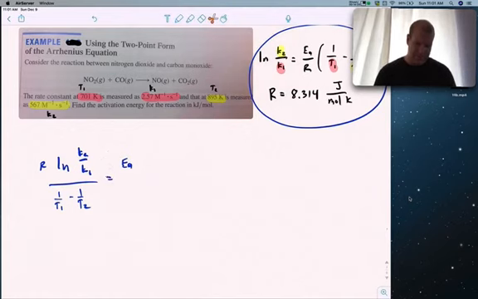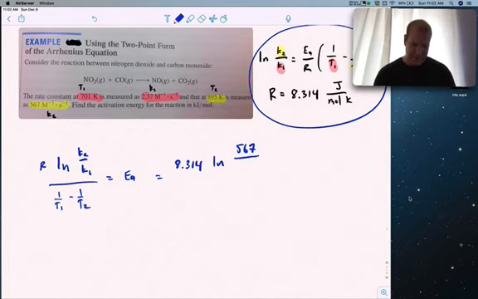Let me move the equal sign there. I'll move the activation energy sign there. So just put in the numbers. Okay, 8.314 times the natural log. K2 is 567, and K1 is 2.57. I know the inverse molar inverse seconds, they will cancel.